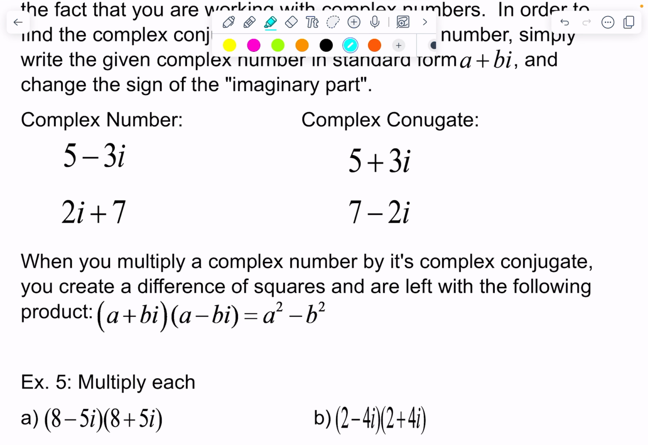So I've got 5 minus 3i. The conjugate would be 5 plus 3i. I've got here 2i plus 7. The conjugate would be 7 minus 2i. Okay?